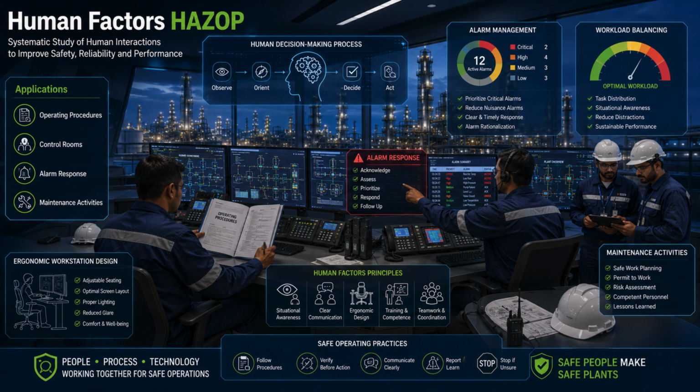Even the best designed process can fail because of human error. Human Factors HAZOP evaluates operating procedures, control room design, alarm response, maintenance activities, operator workload, and ergonomics. Important references include ISO 6385, ISO 11064, IEC 62682, ANSI/ISA 18.2, and CCPS guidance.